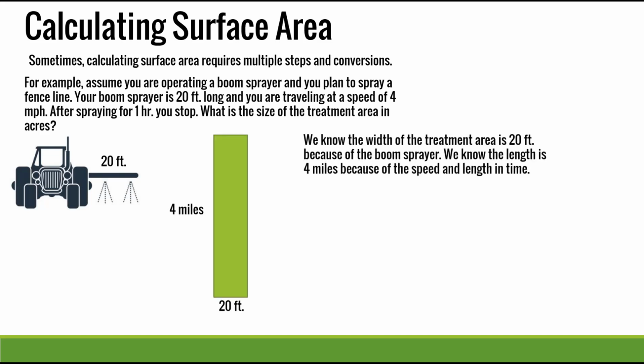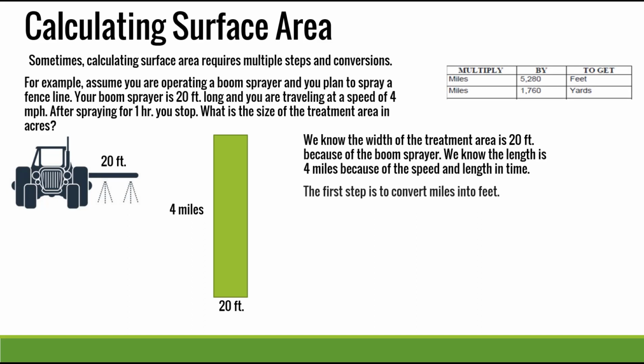We know that the width of the treatment area is 20 feet because of the boom sprayer. We also know that the length is 4 miles because of the speed and length in time. The first step would be to convert the miles into feet. Looking at the conversion table chart, we need to multiply our miles by 5,280 feet. Let's go ahead and do that now. 4 times 5,280 feet is equal to 21,120 feet. Now we can calculate the area.